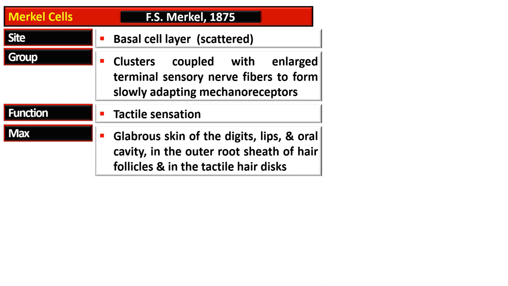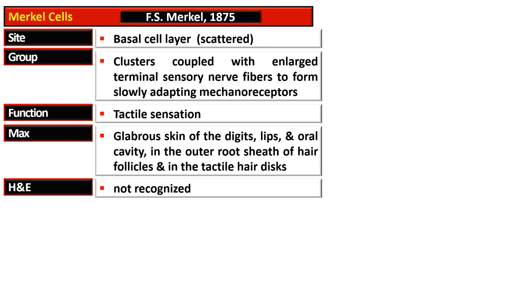The maximum quantity of these Merkel cells is present in glabrous skin of the digits, lips and oral cavity, in the outer root sheath of hair follicle, and in tactile hair discs. On hematoxylin and eosin stain, they cannot be recognized.